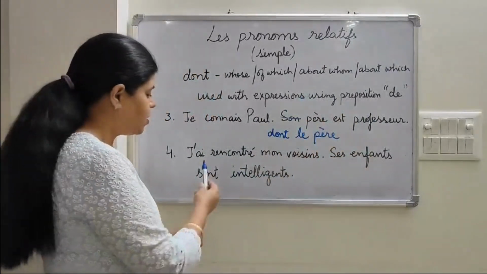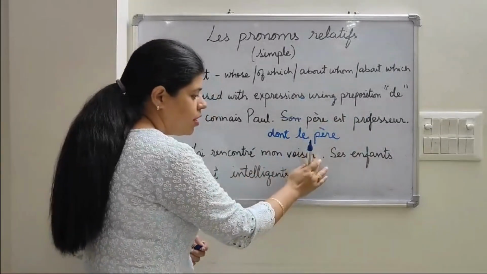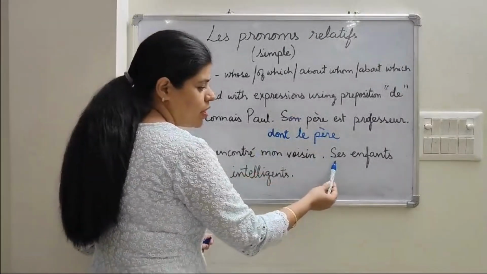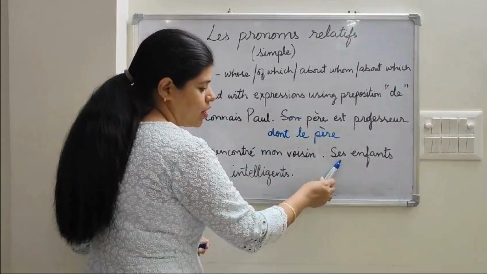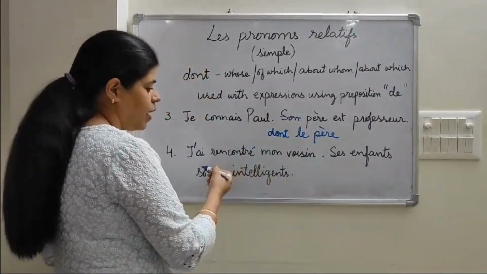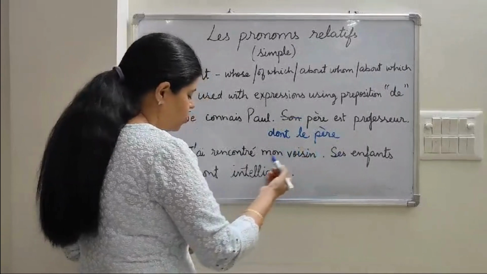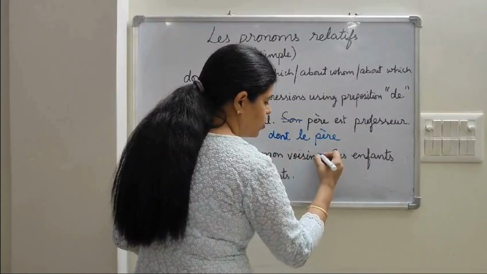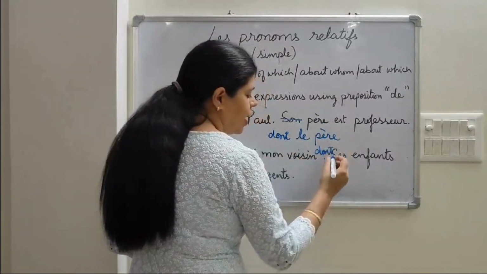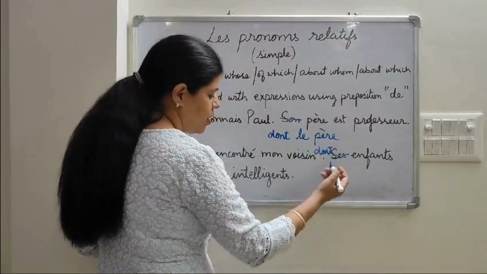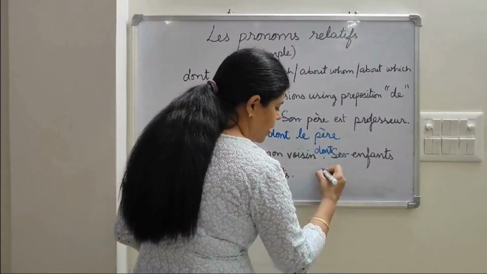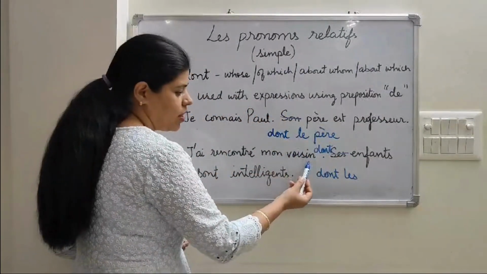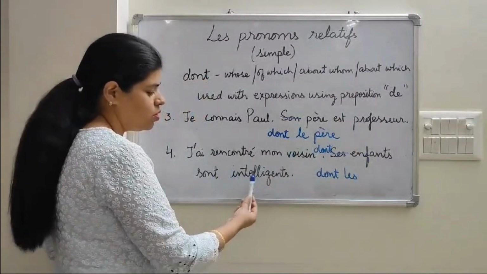Let's see another example. J'ai rencontré mon voisin, ses enfants sont intelligents. Now here also we have used an adjective possessive, and in order to replace this adjective possessive, I'll be using dont. I met my neighbor whose children are intelligent. So here I'll be joining these two sentences with dont, and when I join with dont, I'll remove this ses and replace it with les. So dont les enfants. J'ai rencontré mon voisin dont les enfants sont intelligents.